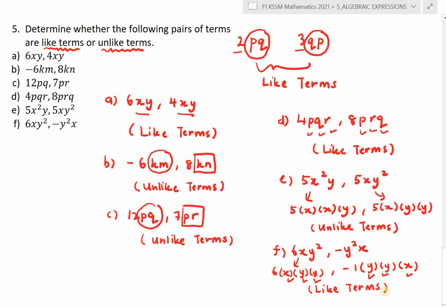Okay, so basically di dalam chapter 5.1 ini, which is kita belajar tentang variables and algebraic expression, dia ada 5 perkara ini yang kita kena tahu. Okay, so daripada number 1 tadi sampailah number 5. Okay, I hope you have no problem with this one. Okay, if you have questions, you may ask me personally or in the group.